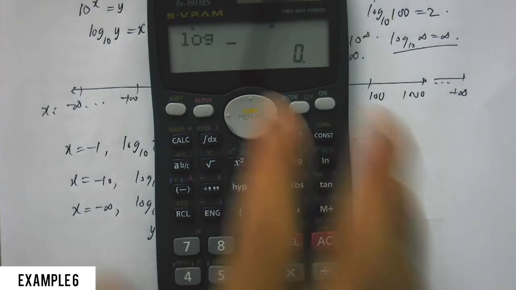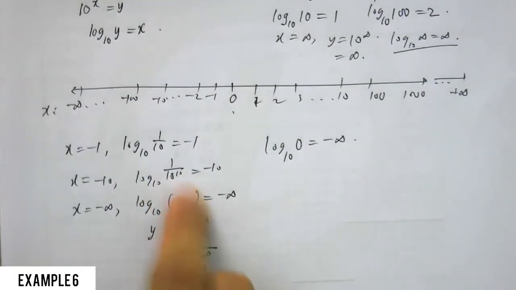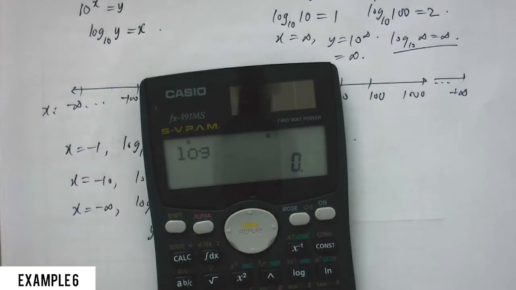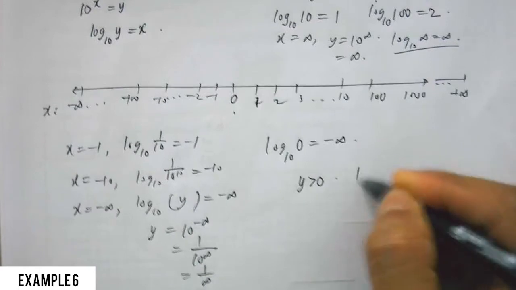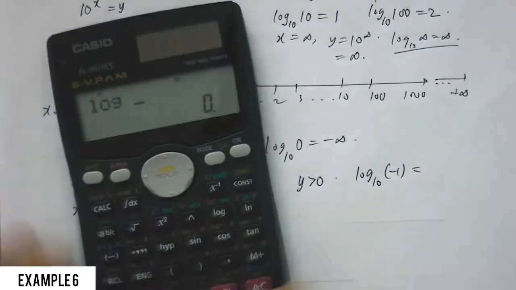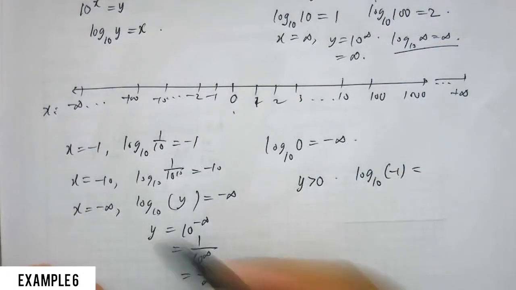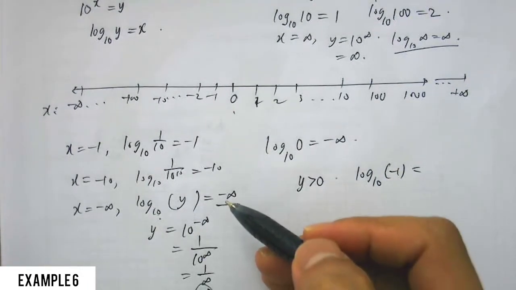Now, that means the smallest possible value of the y value that you're going to put inside here should be 0. In fact, 0 also cannot be included. You can say that y must be more than 0, because if you try to put log base 10 of a negative number, let's say negative 1, what do you get? Math error. Because it's impossible. If you put negative infinity, this will be 0. The rest can never be less than 0, right?